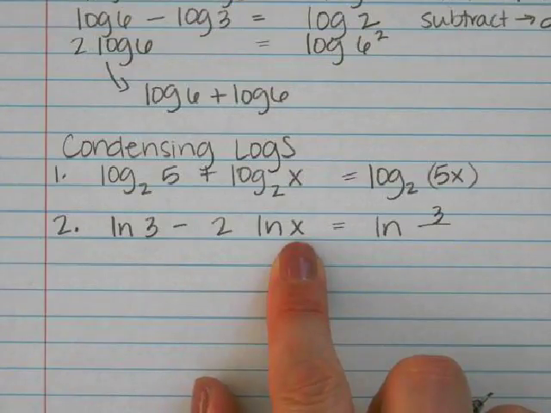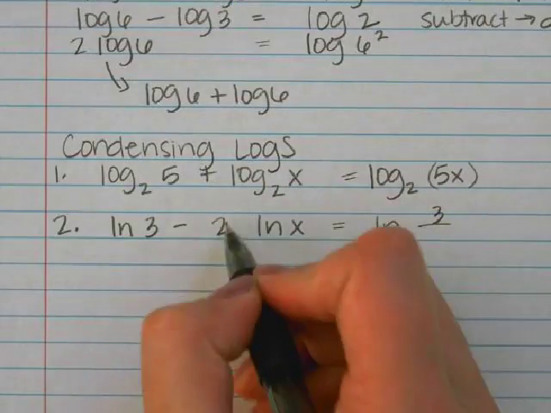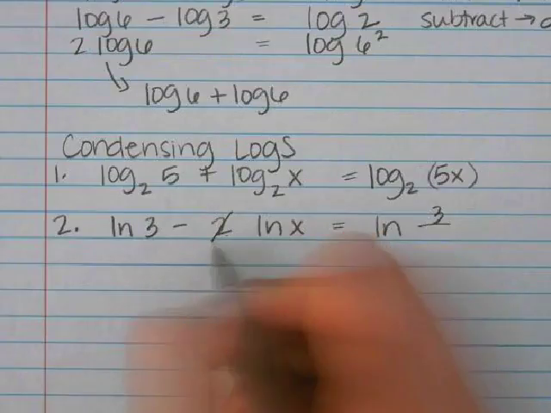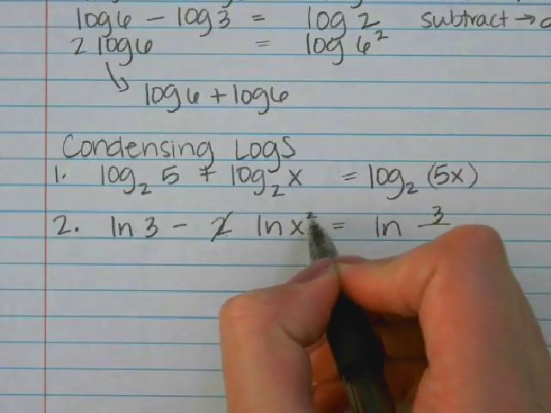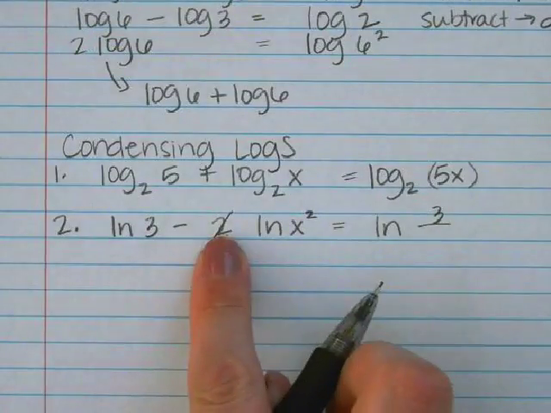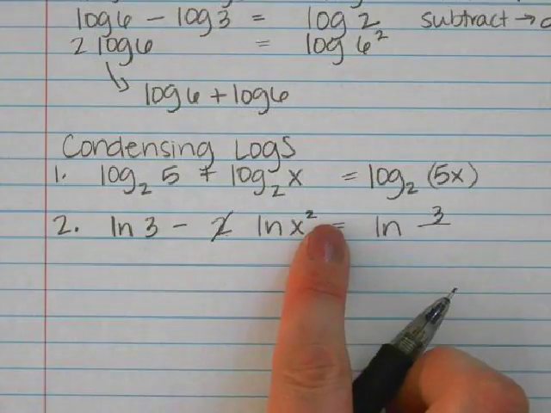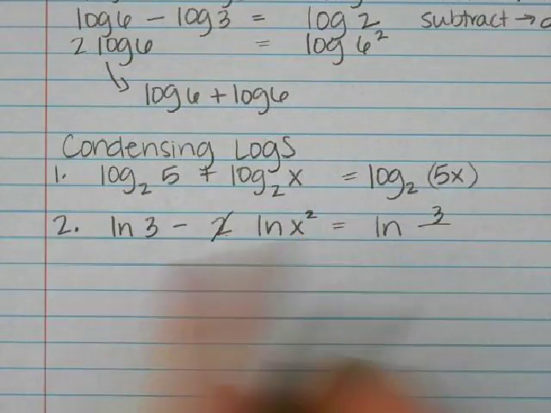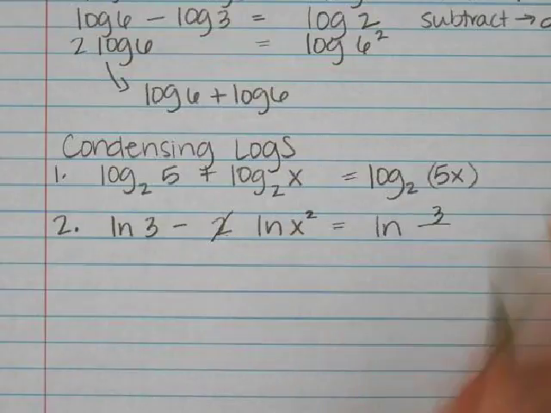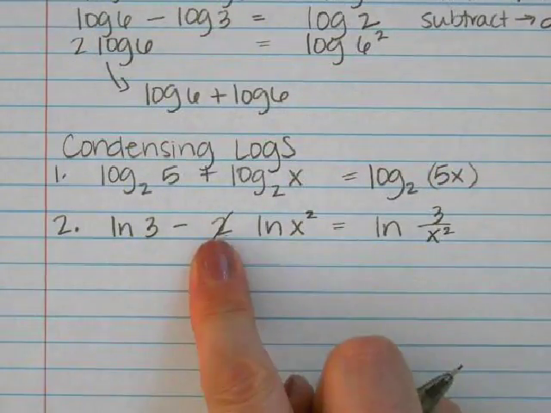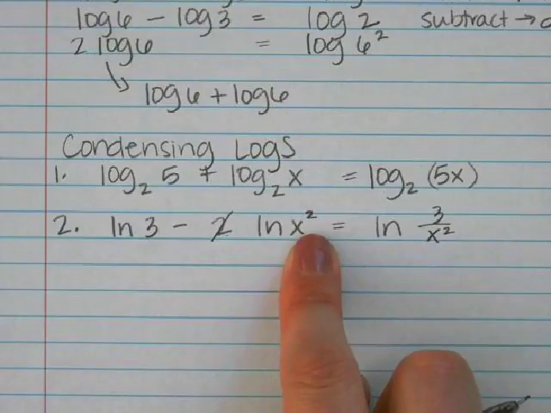X to the... Yeah, so this 2 right here is telling us we've got 2 sets. And when we have 2 sets, that's going to make an exponent. So that 2 actually goes as an exponent to the x. So we've got 3 divided by x squared. So what if there was 3 instead of 2? X to the third, yep.